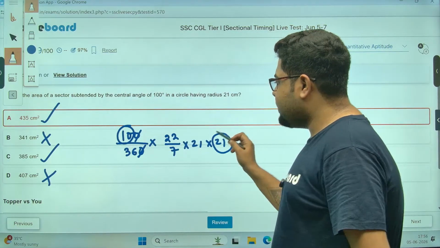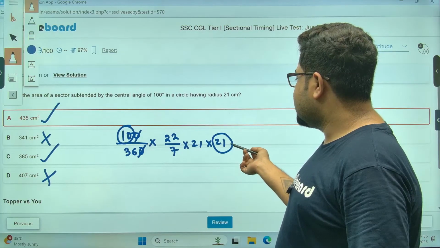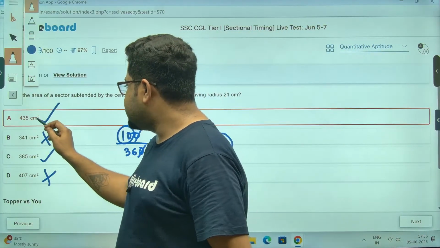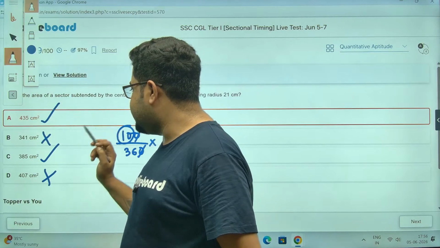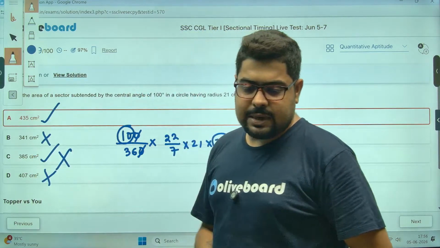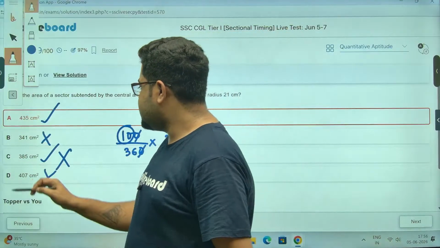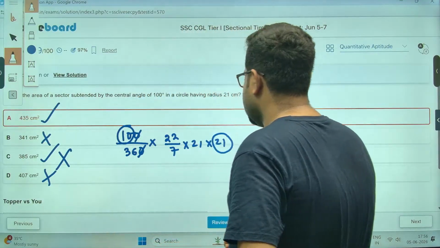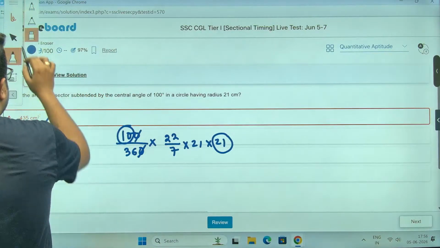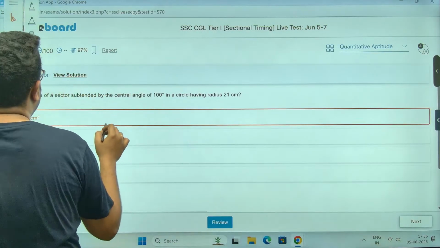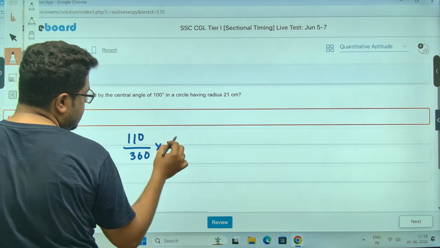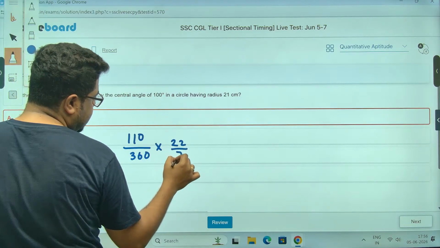And let's check for multiple of 3 only. 21 is 3 into 7, so 3, 4, 4, 8. Sorry, 5, 3. This can be the answer. 8, 8, 16. This cannot be the answer because 16 is not a multiple of 3. So this, one second. No, sorry, sir. 3 I cannot check. My mistake. 3 I cannot check because of this thing. Sir, 110 by 360 into 22 by 7 into r square.